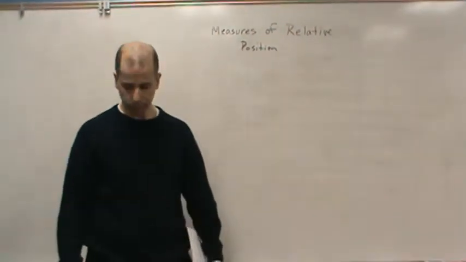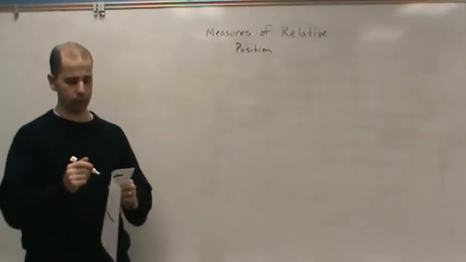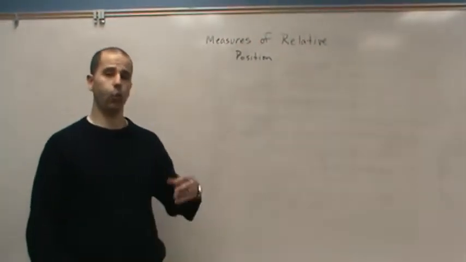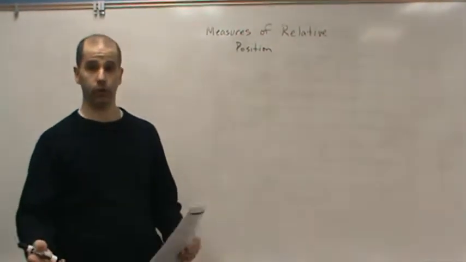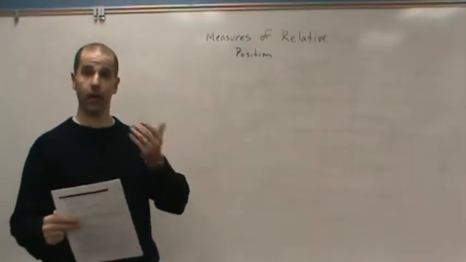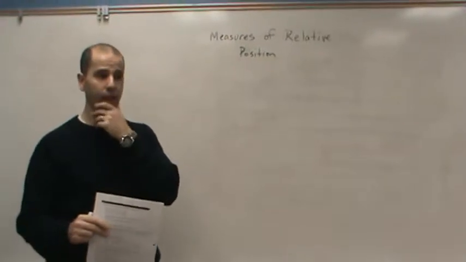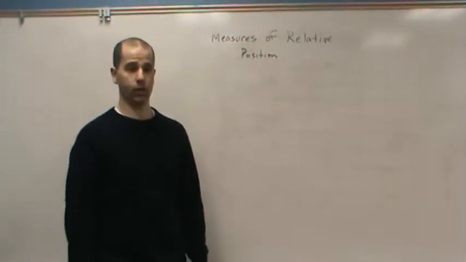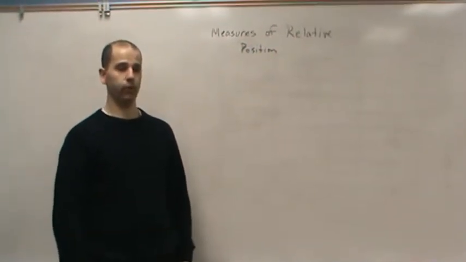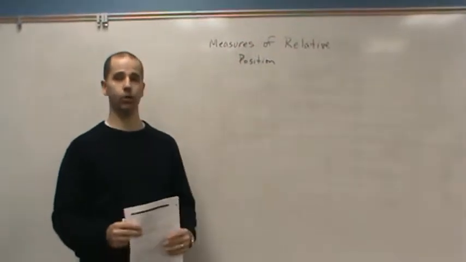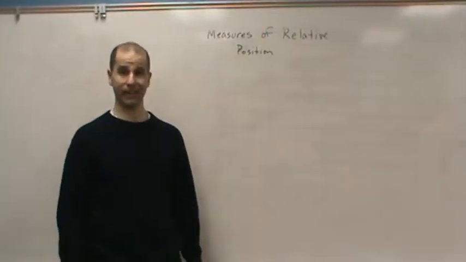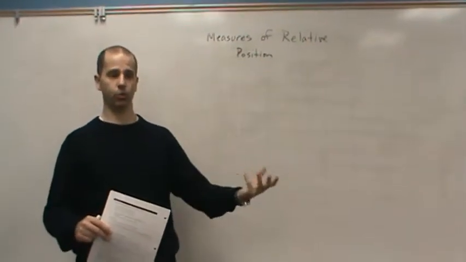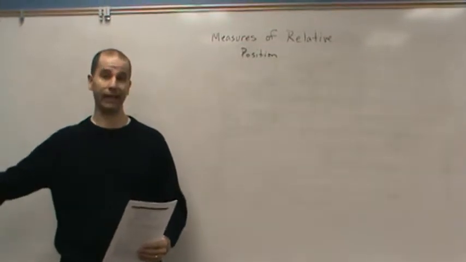Now, what do I mean by relative position? I mean comparing values. Where does one value lie compared to another value? So think of ranking. If I rank individuals, like how well somebody does on an exam or a standardized test, and I want to compare how one person did with the rest of the population, that would be a ranking situation. How does one person perform relative to everybody else?